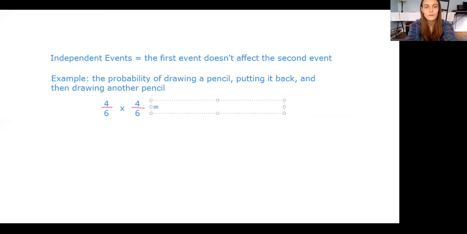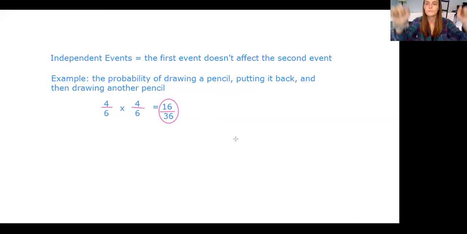On top, we multiply our numerators. 4 times 4 gives me 16. In the denominator, 6 times 6 gives me 36. So the probability of me drawing a pencil, putting it back, and drawing another pencil is 16 out of 36. And of course, you would have to go ahead and simplify this. It would simplify down to, let's see, if we divide both of those by 2, 8 out of... I don't know, you guys simplify it.